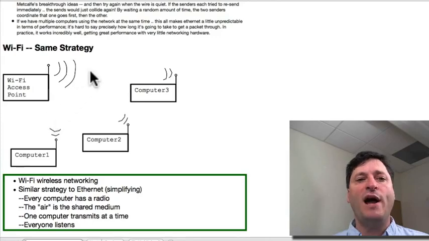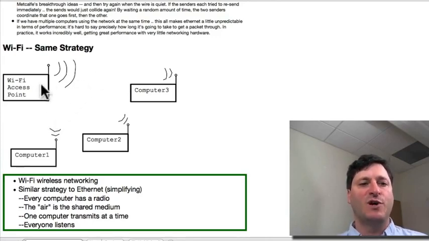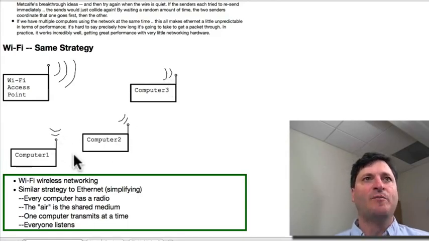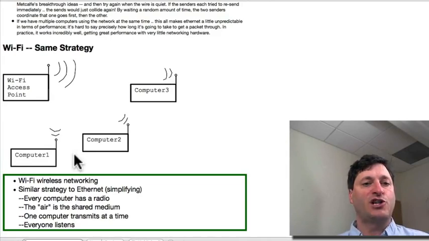In this case, instead of a wire, what you have is a radio channel. So there's some radio channel that's being used, right? So we've got all these computers. They have little radios on them. I've drawn these kind of lame radio transmitting marks on here. So there's some radio channel. They're all sharing it. And then it looks very much like Ethernet.